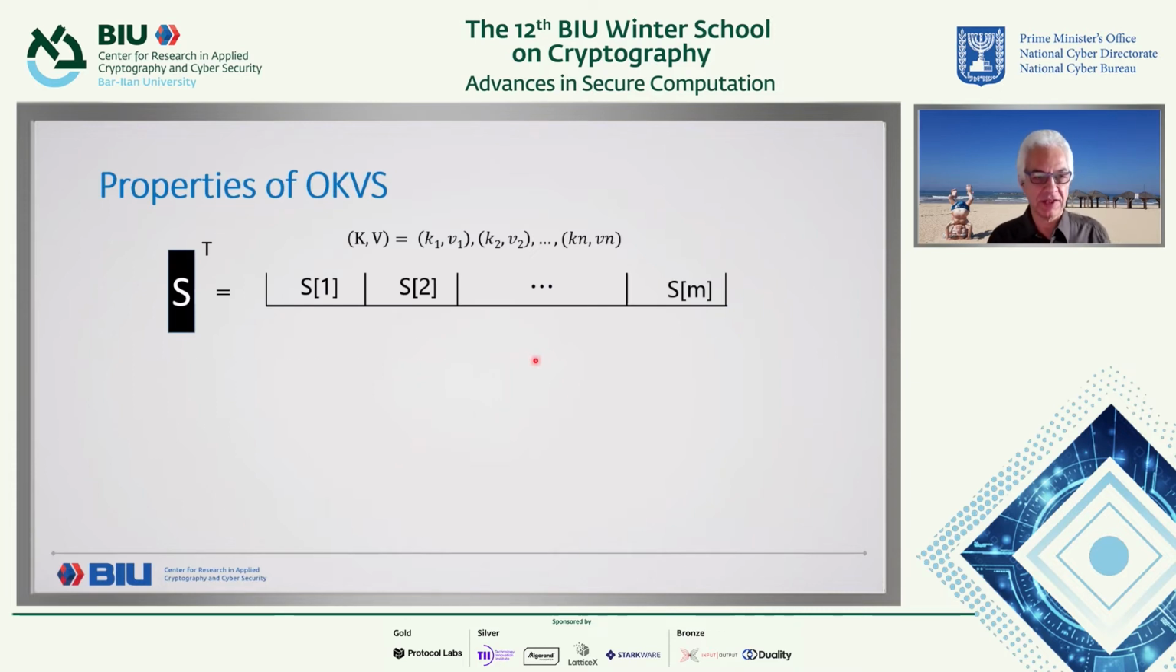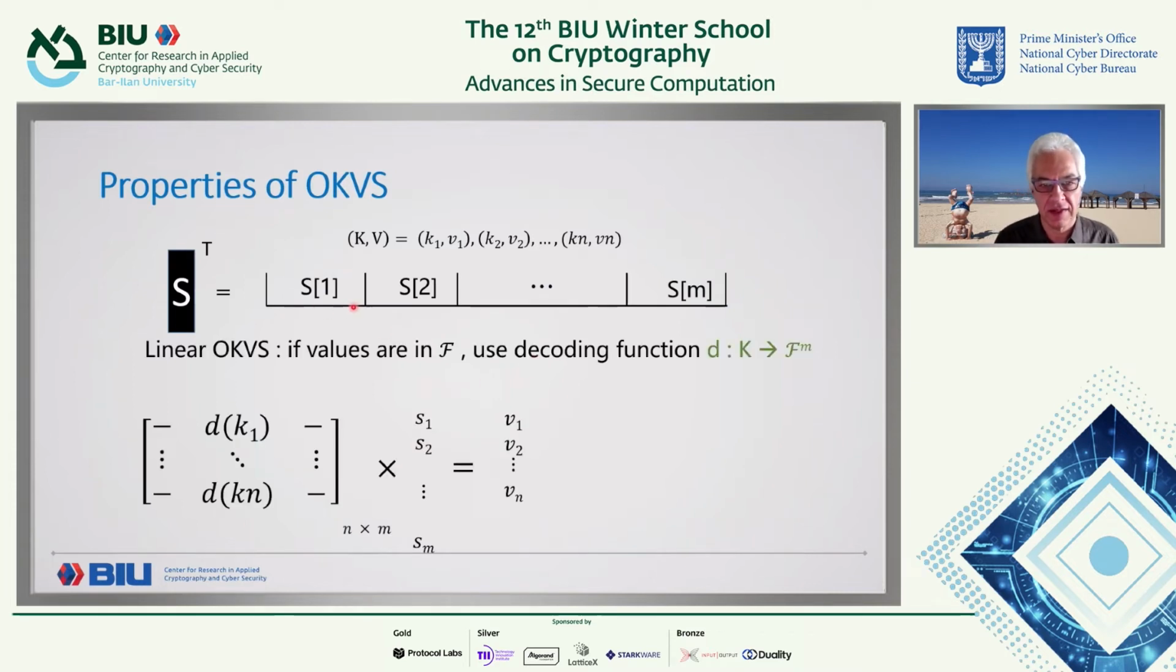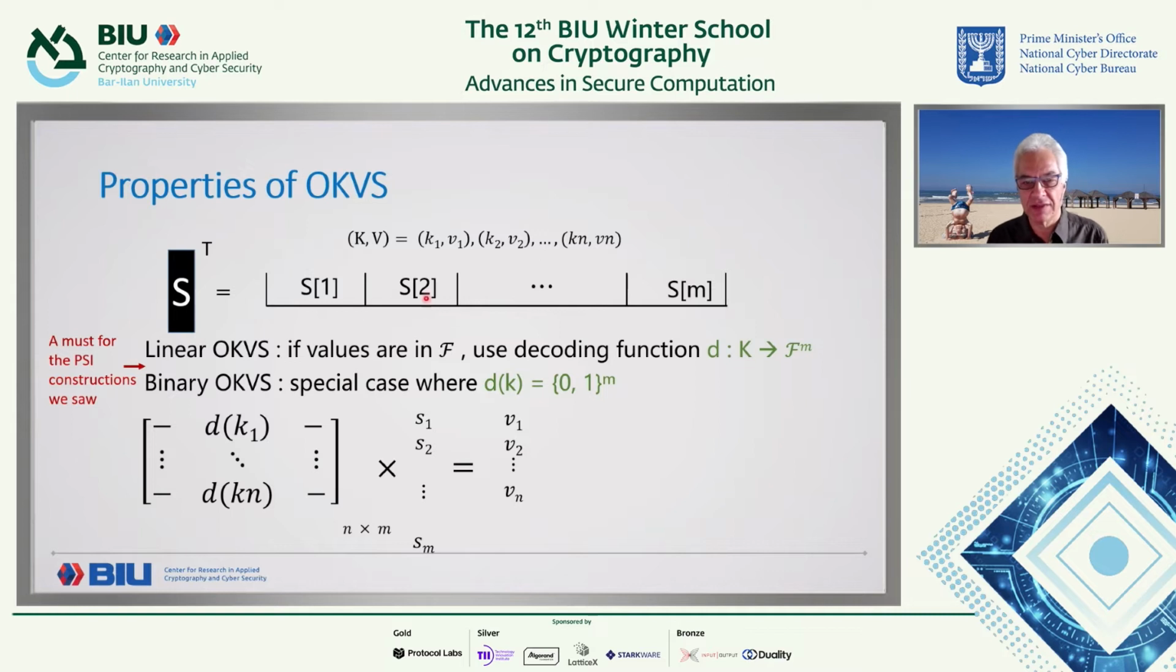So the properties I would like to get: first, I want this key value store to be linear. So the decoding function will take some linear function of this long table. Even better is to get a binary one, where I just get 0-1 combinations. What I described previously with peeling is a binary OKVS: I take two entries in the table and I XOR them. What I described about the polynomial is also a linear OKVS: take a random combination of the entries.